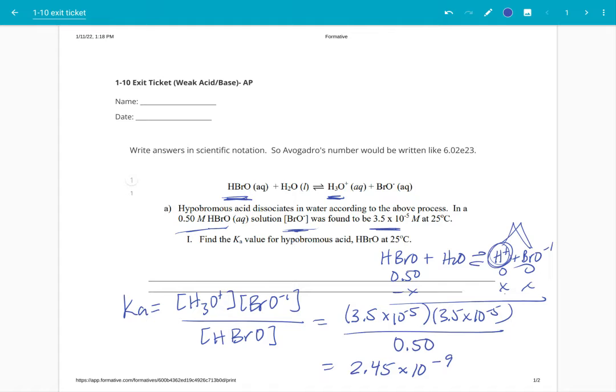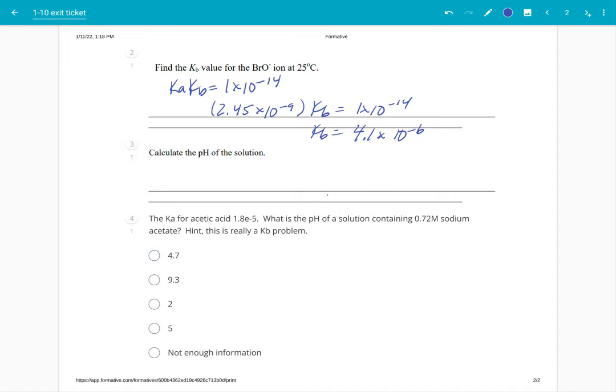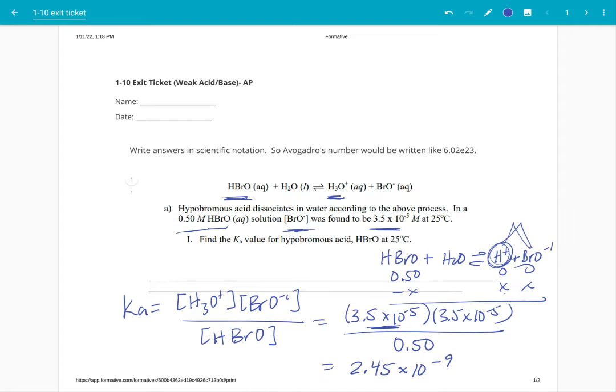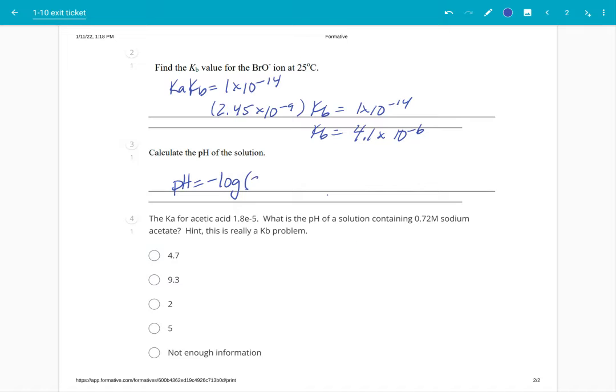So because if I did 0.5 minus X, 0 plus X, 0 plus X, this is what X is, which is your H plus concentration. So that's the value you're going to be taking the negative log of, which I already forgot what that value was. 3.5 times 10 to the negative 5. So if I take the negative log of that value, I found it to be 4.46, which should be the correct answer.